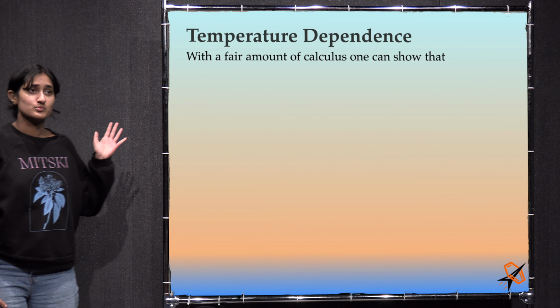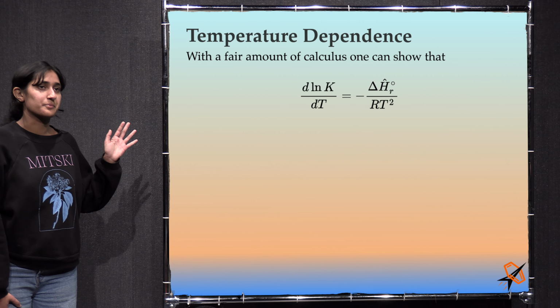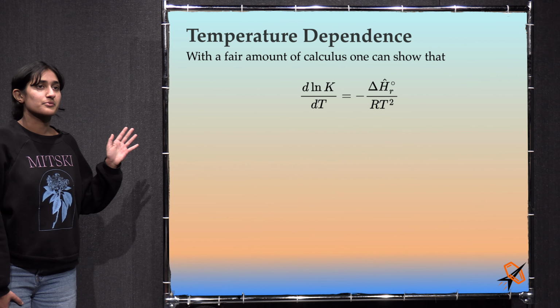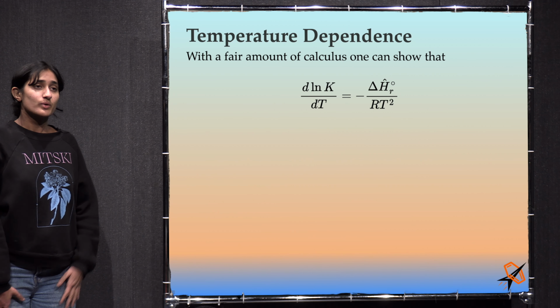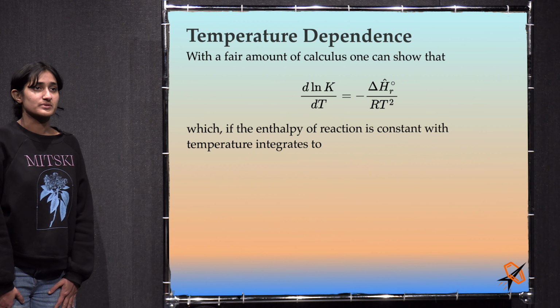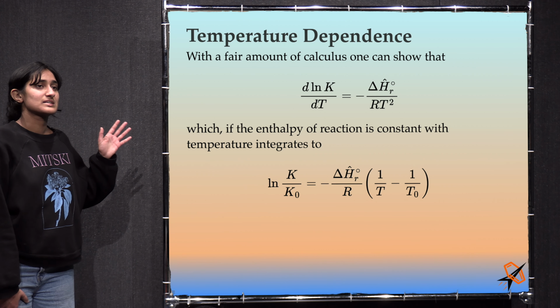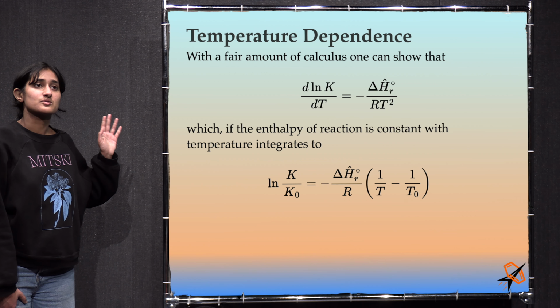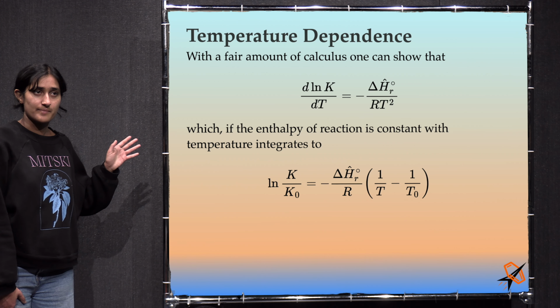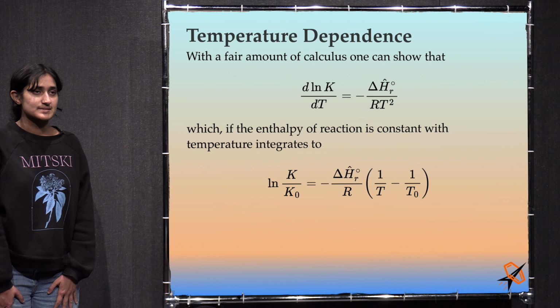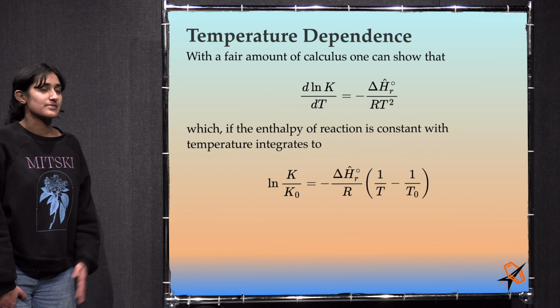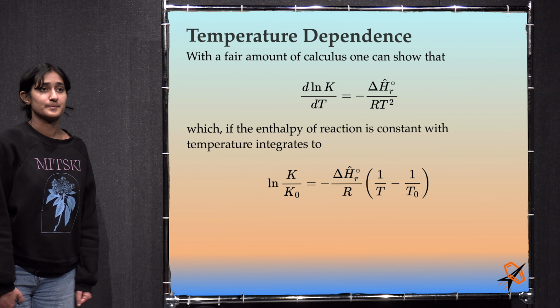With a fair amount of calculus, one can show that the derivative of the log of K with respect to T is equal to the heat of the reaction over RT squared, which, if the enthalpy of the reaction is constant with temperature, integrates to: the log of K over K naught is equal to minus the heat of reaction over R times 1 over T minus 1 over T naught, with the temperatures in absolute units. K naught is the equilibrium constant at the starting temperature for the integral, T naught.